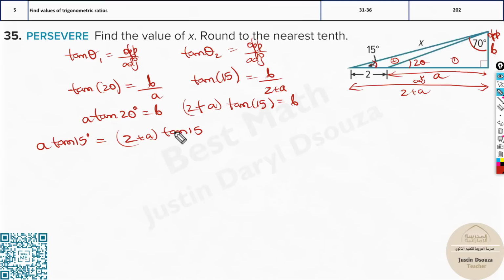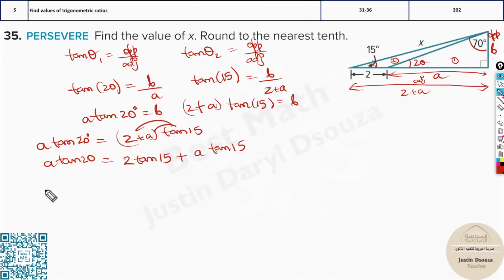So only A is unknown now, right? We can easily solve for A. So what do we do here? Here you have nothing to do, tan 20, that's it. But here we need to multiply tan 15 inside. So it'll be 2 times tan 15 plus A times tan 15 degrees. Sorry, I said tan 15 on the left, but this is tan 20, because otherwise it would have canceled off, which wouldn't make sense. The left side is tan 20 degrees. So now I will group all the A's to one side and keep the other things on the other side.